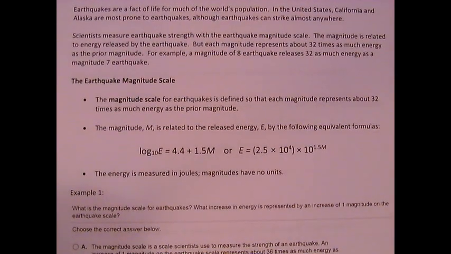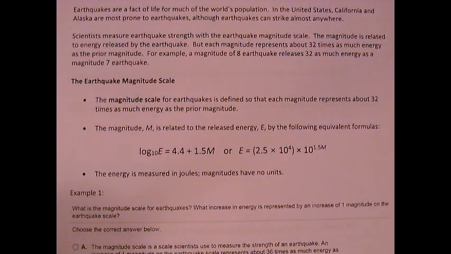The energy is going to be measured in what they call joules. Magnitudes have no units. Okay, now, I won't talk about what joules are, but if you're taking a physical science class, your instructor for that course might help you understand what that unit means for energy.